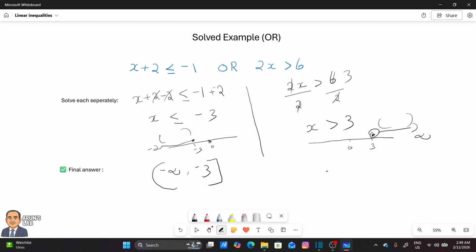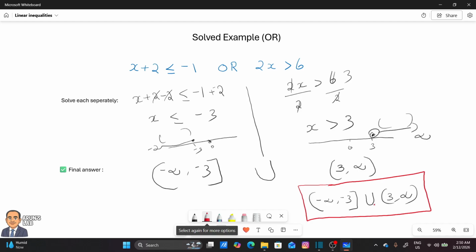What about the second one? X is greater than 3. That means 3 is not included. So 3, comma, positive infinity. Both use round brackets at the infinity ends. These are the two interval notations we got from solving separately. Now how do we combine them? We combine them using the union symbol.